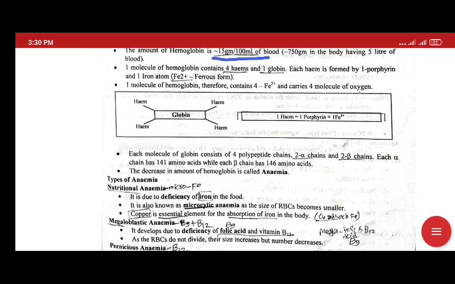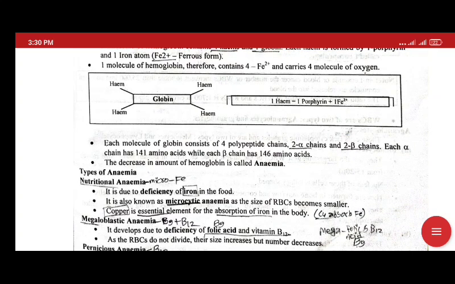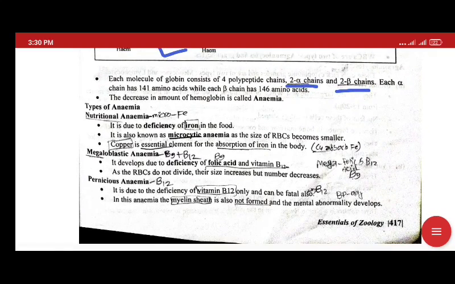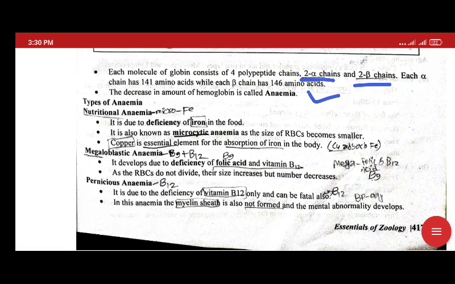So let's move on. Here we have 2 chain alpha and 2 chain beta, so we have 4 iron and 1 globin. Here in the picture you can see this. Also if we have less hemoglobin in blood, then we have symptoms of anemia, means low hemoglobin, low iron in blood.